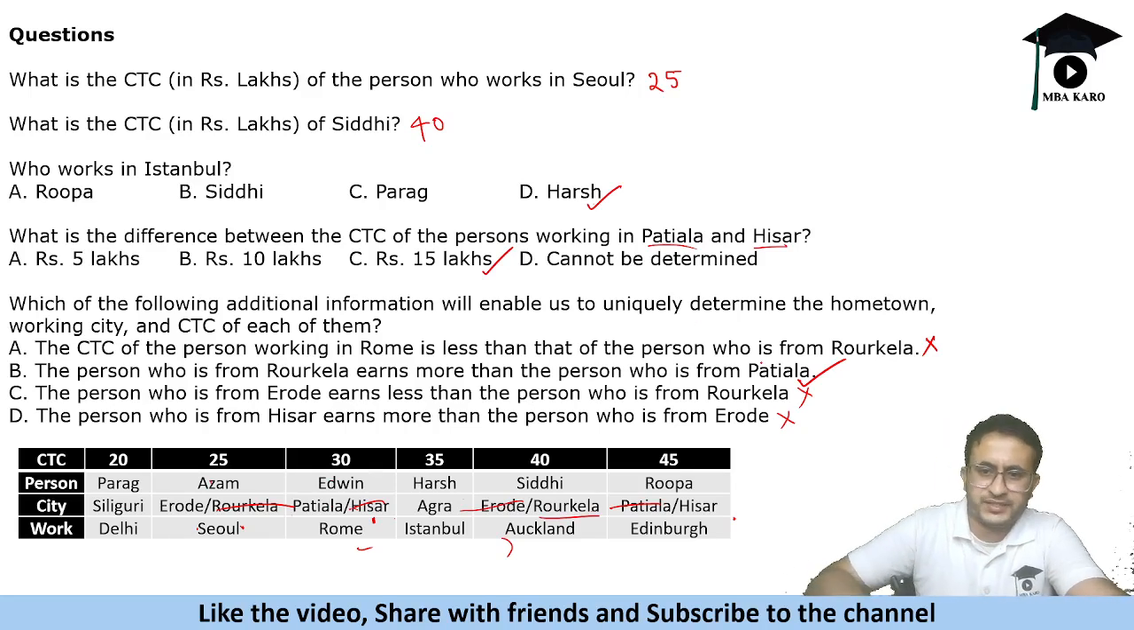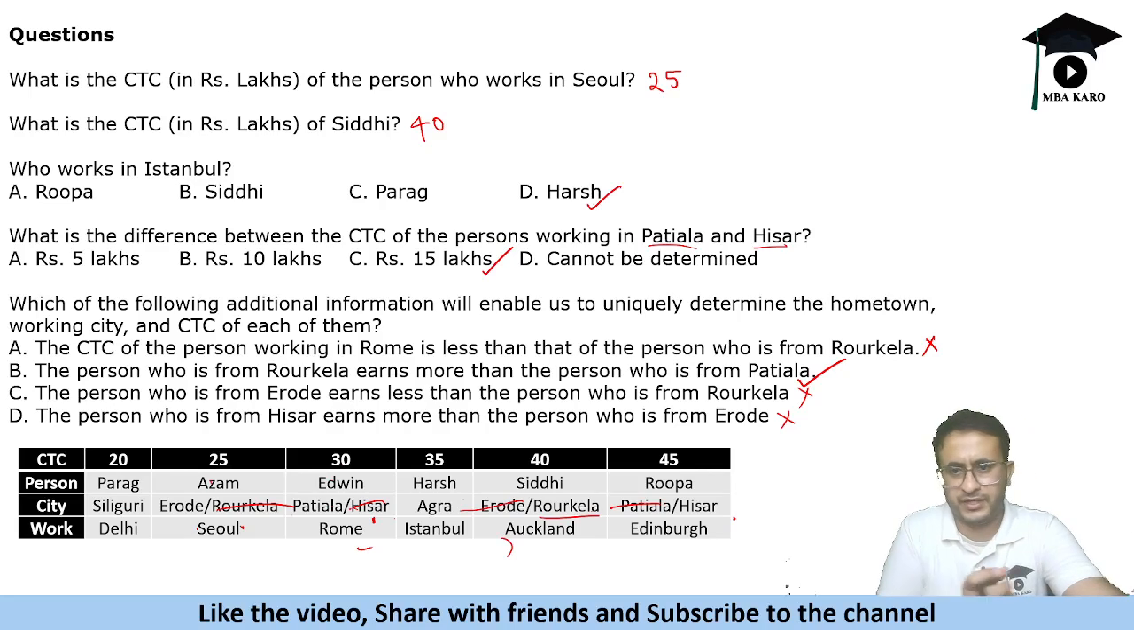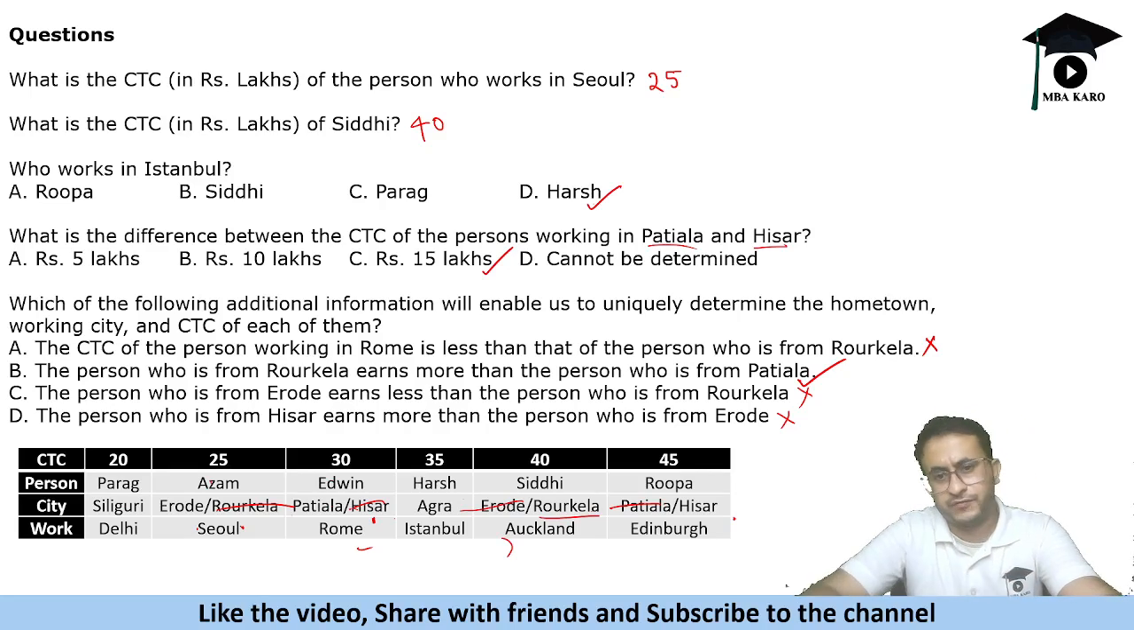So if you use the second statement, that is, the person from Rourkela earns more than from Patiala, we will get unique values for the cities for each of the remaining ones, because two, three we already know, and the remaining four we were not sure about. So we will get the unique values and can answer this question.